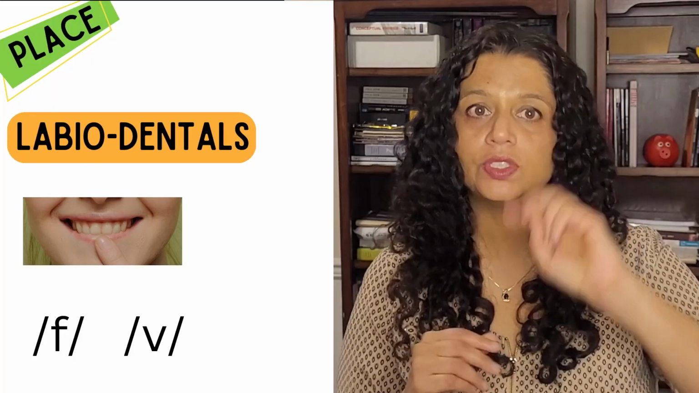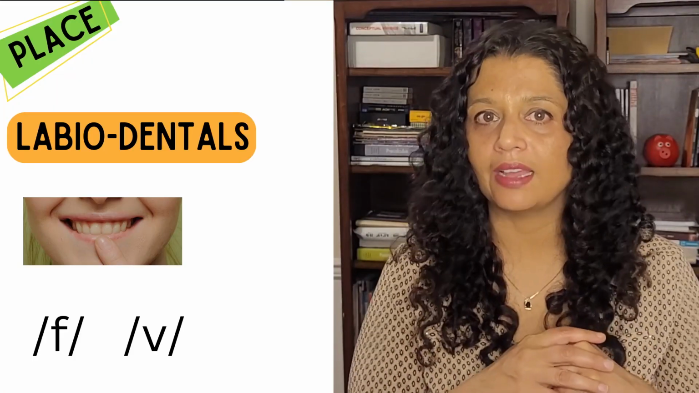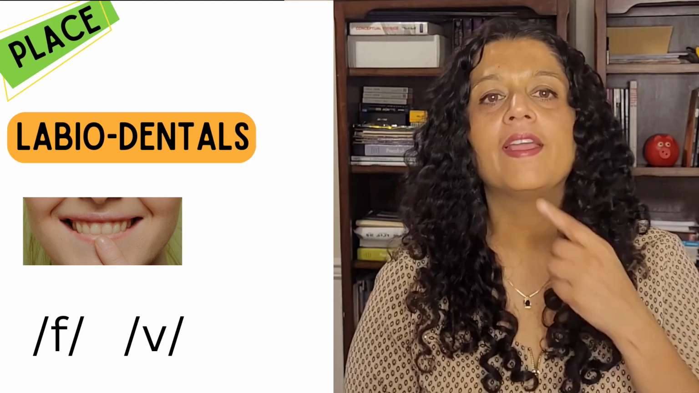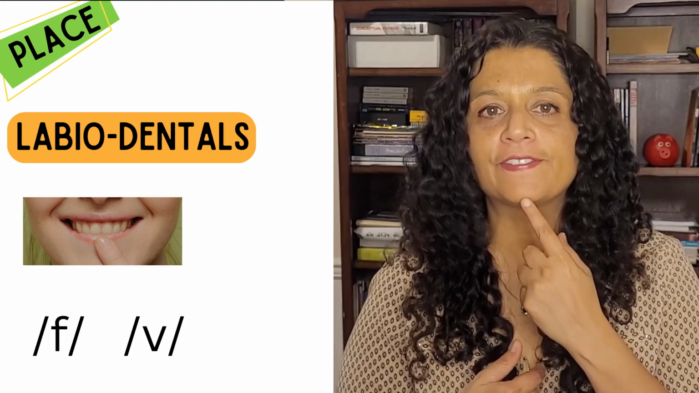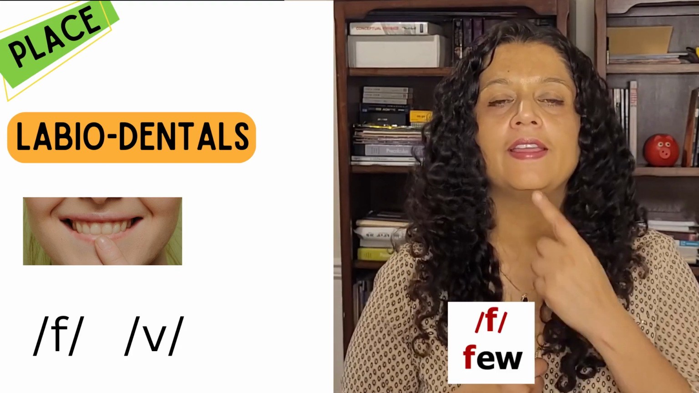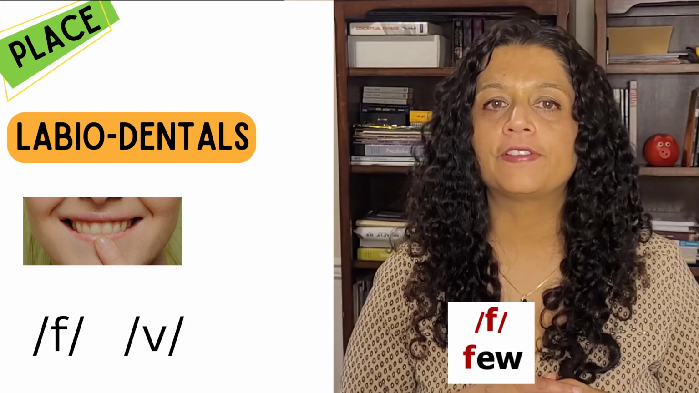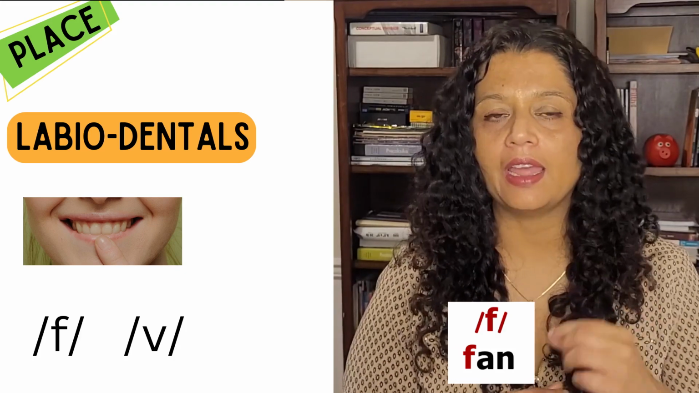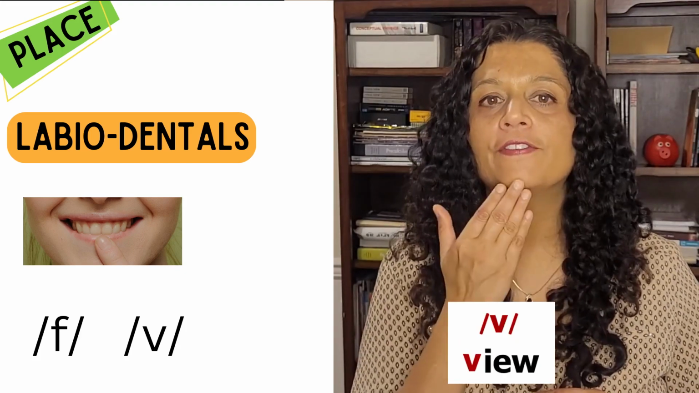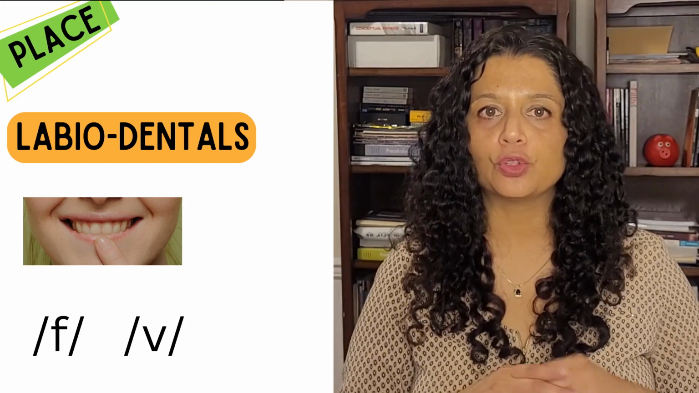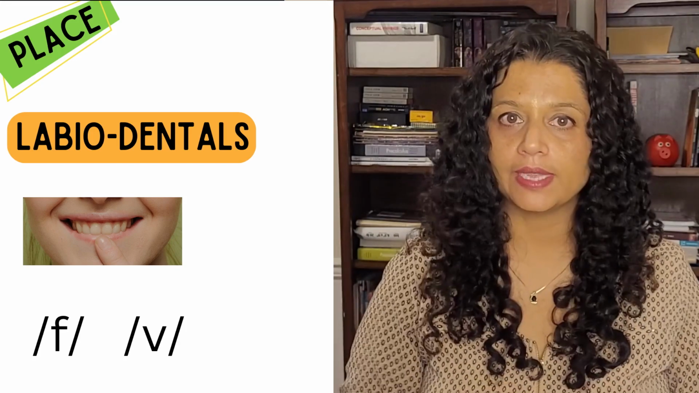The next place of articulation is labiodental. So teeth and lips interact to create this sound. Okay, there are two sounds in English that are labiodental sounds, and you will see why they're called that. Right? Teeth interacting with the lower lip. Few, fan, voice is on, view, van. All right? So those are our labiodental sounds.